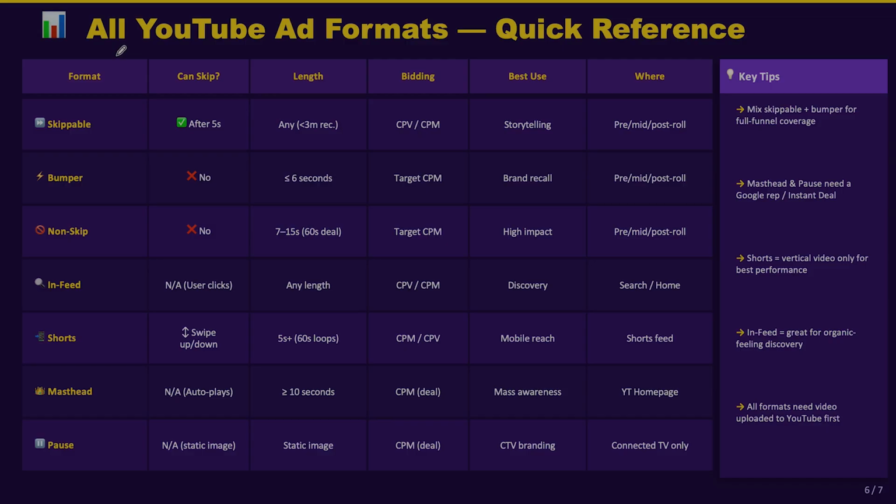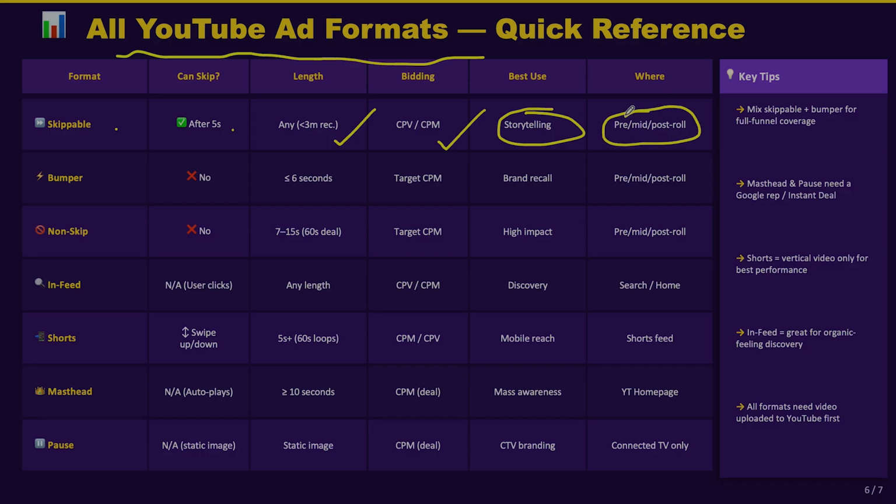These are all the YouTube ad formats that we discussed today. Let's take a quick run through of what all we discussed. We had the skippable ad. We can skip it after 5 seconds. Length, any length, but less than 3 minutes recommended. Bidding can be on cost per view or cost per 1000 impressions. It is best for storytelling, where we run it in pre, mid or post roll, like after the video, before the video or within the video itself.